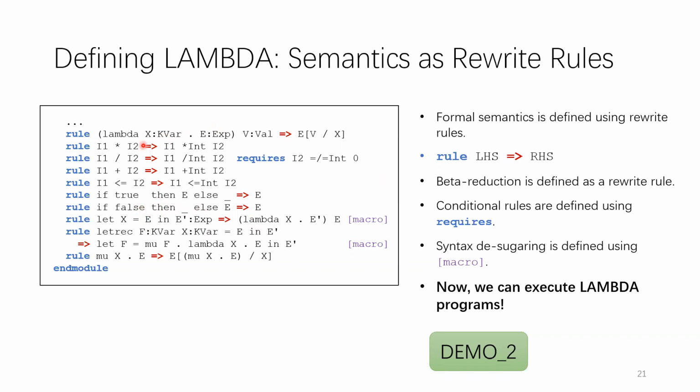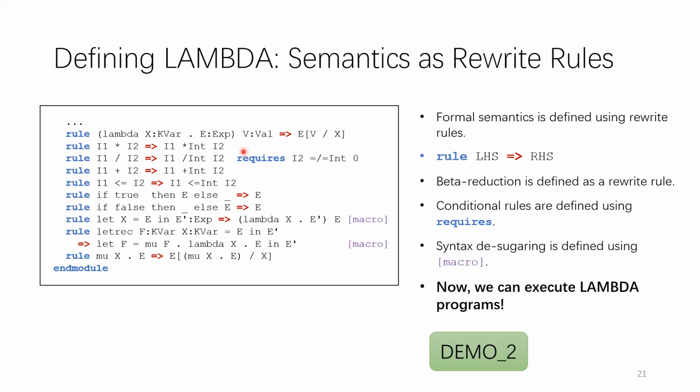Let's look at the first rule, which defines beta reduction. Note that on the right-hand side, we are calling the predefined capture-avoiding substitution construct to substitute V for X. The renaming is handled internally by K, by the predefined substitution module. So we don't need to do anything special about it here, except that in the syntax definition, we mark Lambda as a binder using the K attribute. So this is a pretty straightforward definition of beta reduction in K as a rewrite rule.